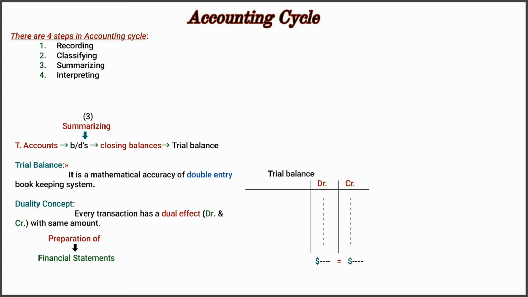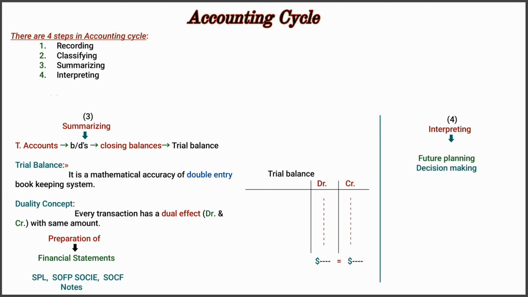Basically, there are 5 financial statements, which are prepared at the end of the accounting year. These are SPL, SOFP, SOCIE, SOCF, and notes to the accounts. And finally, after preparing a financial statements, we reach the final stage of the accounting cycle, which is interpreting. At this stage, we plan our future based on our business's past performance and current financial position. After planning, we make decisions and strategies to achieve our future goals and objectives.